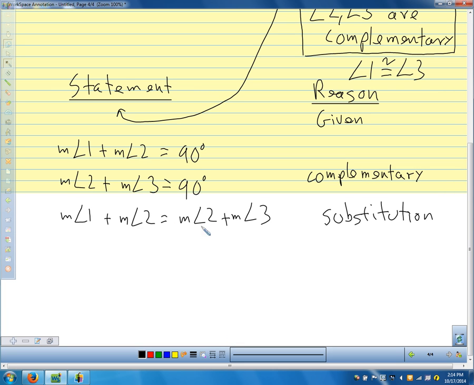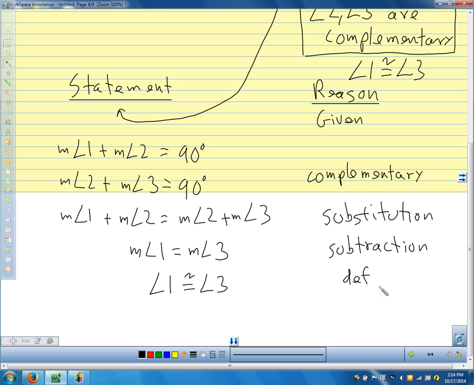And then we have a measure of angle 2 on both sides of my equation. So what can I do with that measure of angle 2 to get rid of it? Subtract. So I get measure of angle 1 equals measure of angle 3. Subtraction, and then we can say angle 1 congruent to angle 3. And that's going to be our definition of congruent. And we're done. Just like the last proof, same idea.